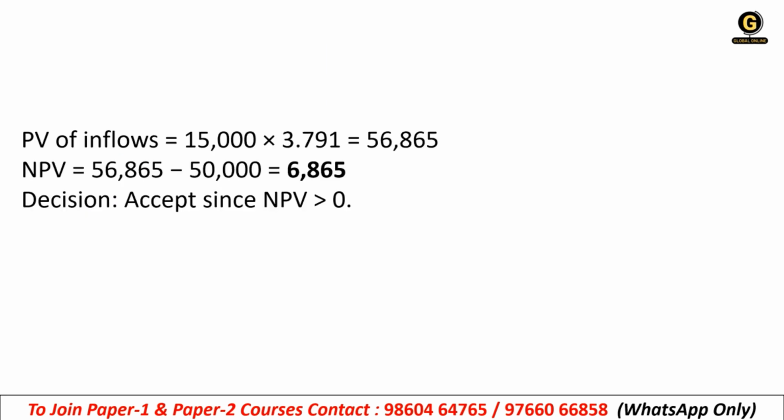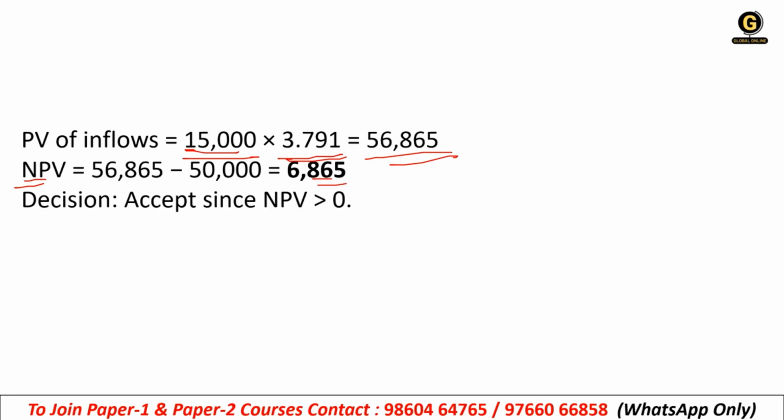So NPV will be 6,865. How? PV of inflow, 15,000 per year, times 3.791, which is already calculated and given in the question itself. So PV of inflow will be 56,865. Now we need to calculate NPV. NPV is equal to 56,865, that is your PV of inflow, minus 50,000, the project cost. So what will be the answer?